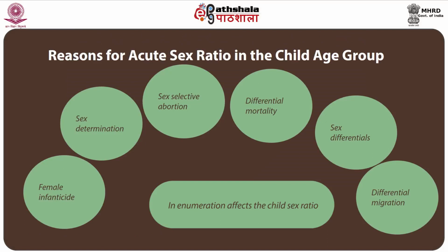There are several reasons attributed to the skewed sex ratio in the child age group: female infanticide, sex determination and sex selective abortions, sex differentials in mortality, and sex differentials in migration all affect child sex ratio. Even more importantly, sex differentials in enumeration can also give a wrong idea about child sex ratio in any population group.